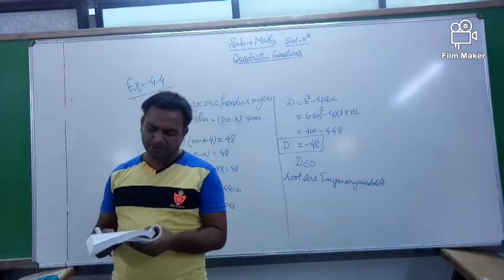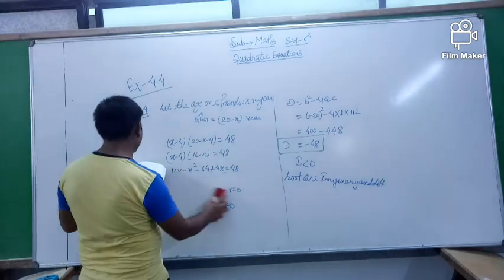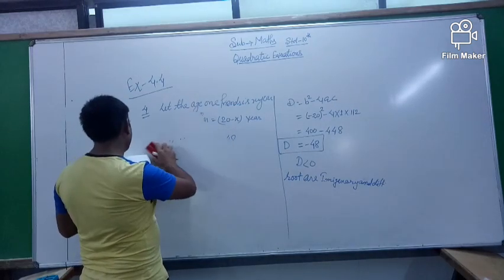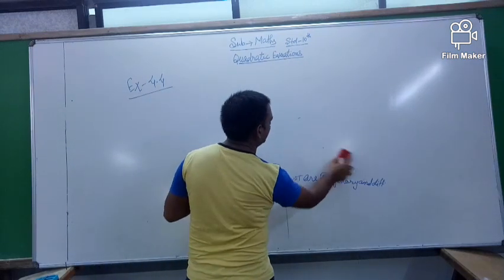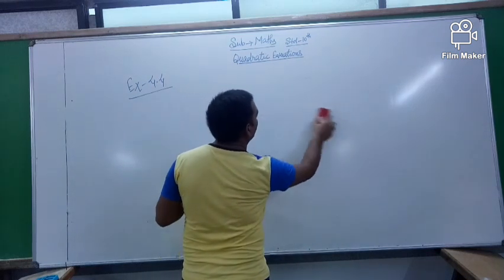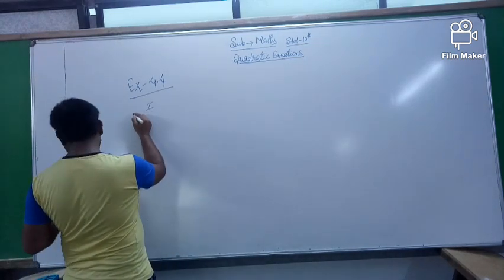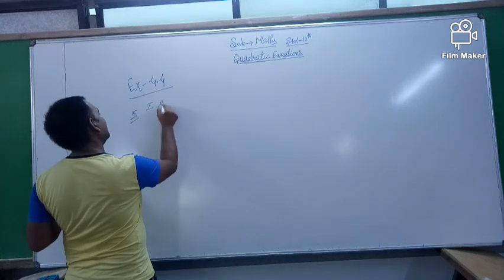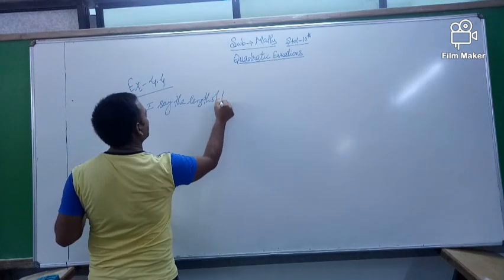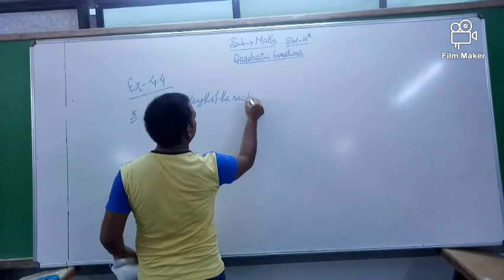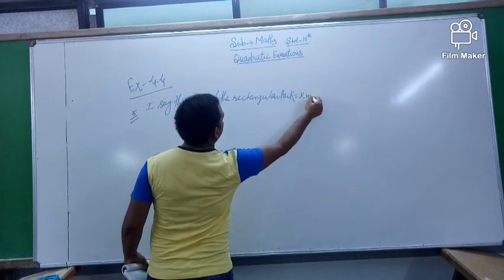Next, the other question is given: is it possible to design a rectangular park of perimeter 80 meters and area 400 meter square? If you have a park in the shape of a rectangle, then you know that the area of the rectangular park is length into breadth. So I say, question number 5, let the length of the rectangular park be equal to x meter.